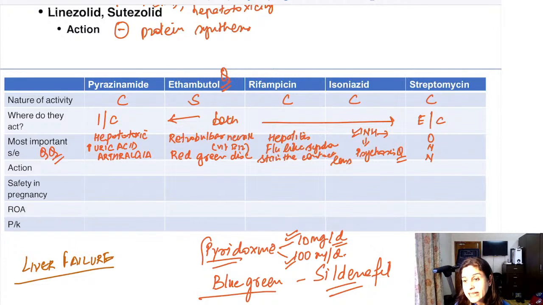जो hepatotoxic नहीं है, definitely they can be given in liver failure. So इसमें ethambutol, streptomycin, they can be given in the liver failure. ठीक है? Yes, ethambutol as well as streptomycin you can give. Both you can give. ठीक है? Streptomycin वैसे तो reserved ही drug है.